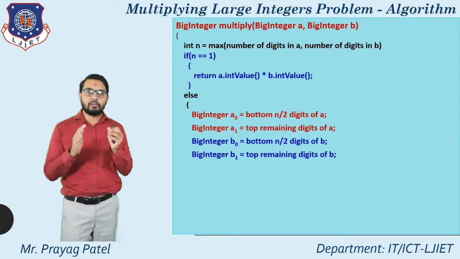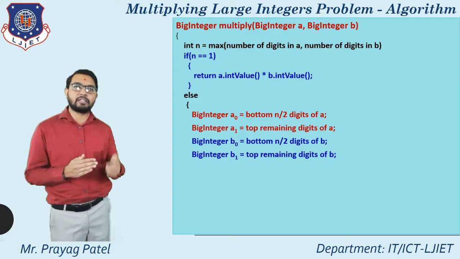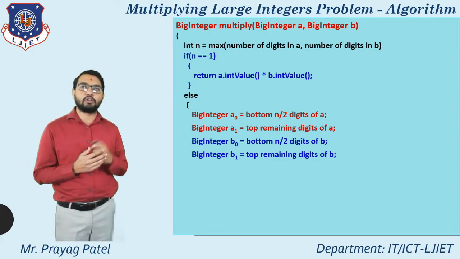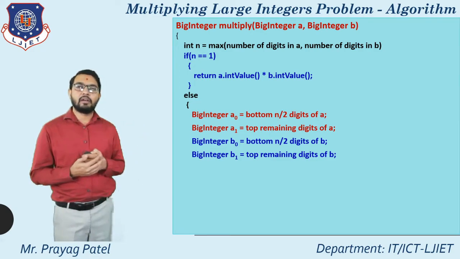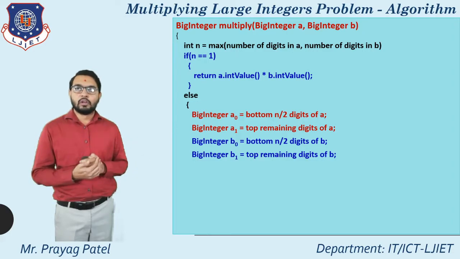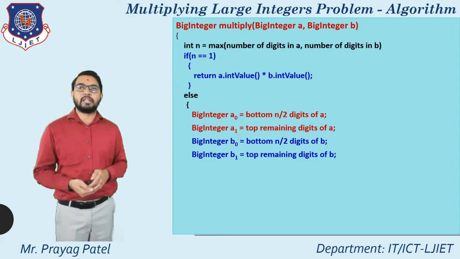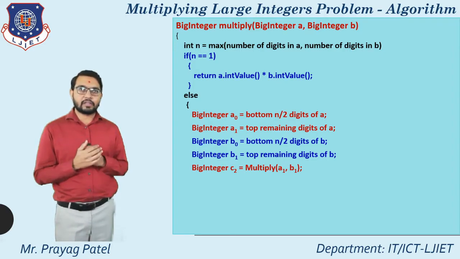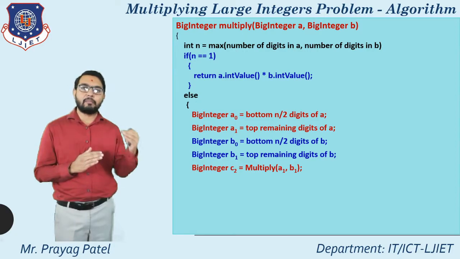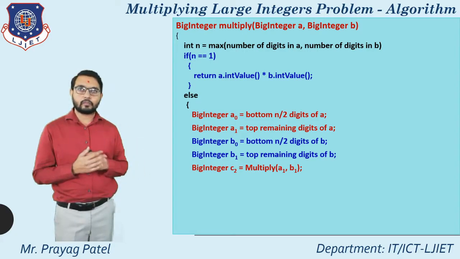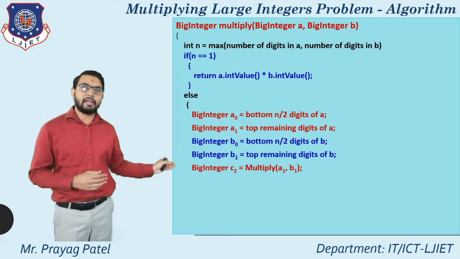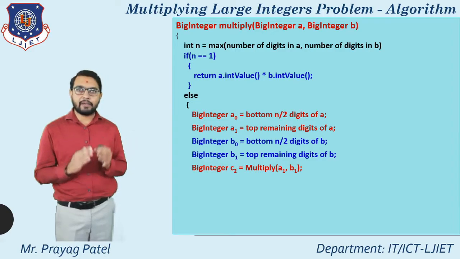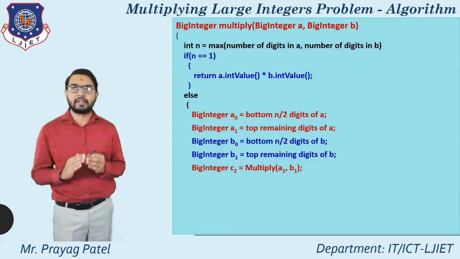Now next step is your equation: find the value of a0 b0, then a1 b1, then c0, c1 and c2, and finally you will get the value of c. So next step is to find the value of c2. What is the equation of c2? c2 means a1 multiply b1. So the next variable is big integer c2 equal to multiply a1 b1, that is, a1 multiplied with b1.